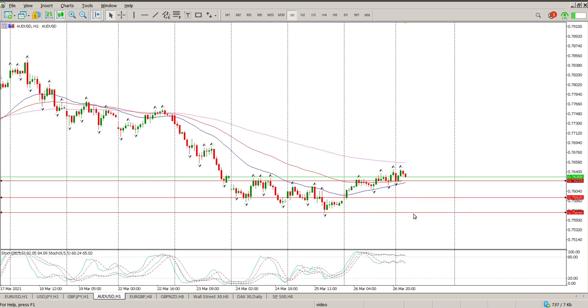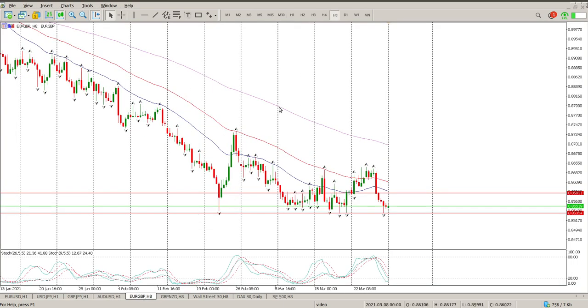So 0.75920, 0.75646. I think until I get a clear structure of a breakout, I'm not really interested in them. If I look at the oscillators indicating another move to the downside, as I say, this is the important one, 0.75646. If we get through that, then short it is. Okay, Euro, British Pound, next one.